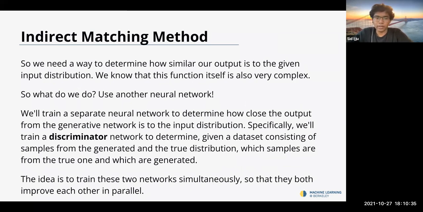And so another brilliant idea is to use a nonlinear network. So we'll train a separate neural network to determine how close the output from a generative network is to the input distribution. So specifically, this network is called a discriminator network, and the discriminator network is supervised. So it's given a data set from the generated and the true distribution, and it has labels for which samples are from the true distribution and which ones are generated. And the idea is to train these networks simultaneously so that they both improve each other in parallel.